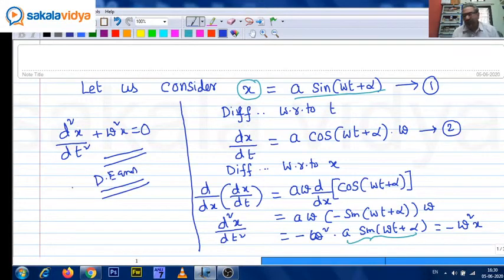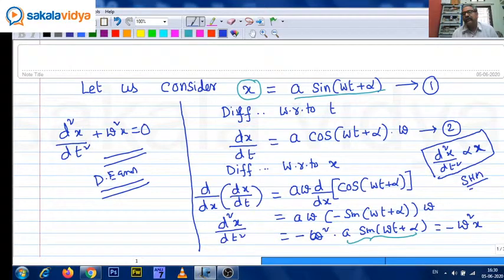Here, d2x by dt square is proportional to x. That means acceleration is proportional to the displacement. This happens only in simple harmonic motion. You have discussed SHM in physics, simple harmonic motion. Understood now? This is also called a differential equation. So indefinite integration is completed, definite is completed, right? So these are the types of differential equations.